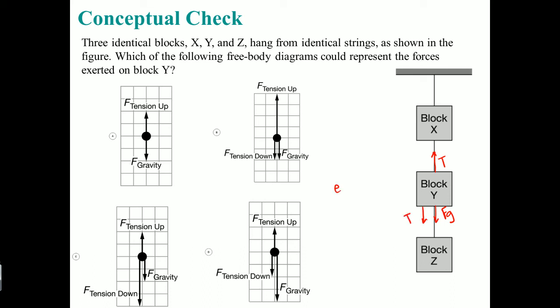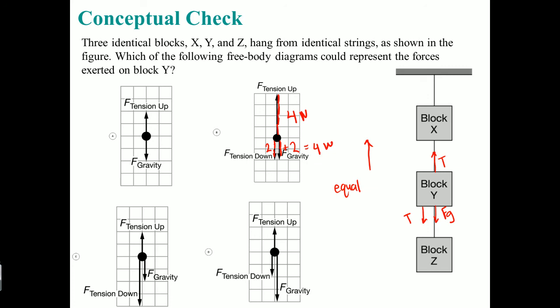Because it is equal, if this goes up, let's say right here, 1, 2, then this has to be 1, 2. So together they make 4 newtons. This, would it make sense?